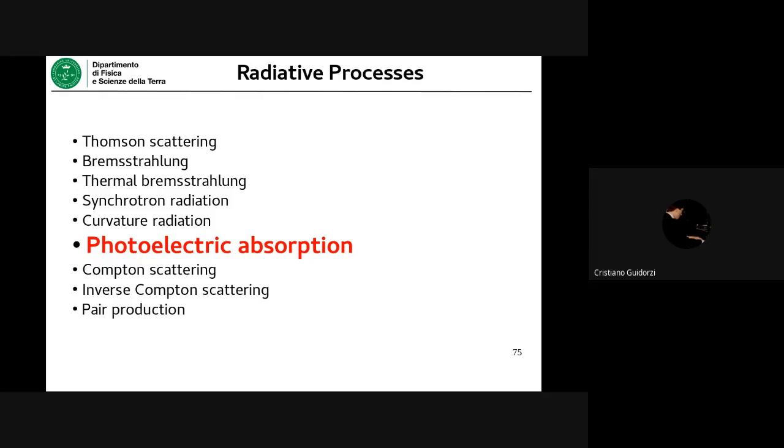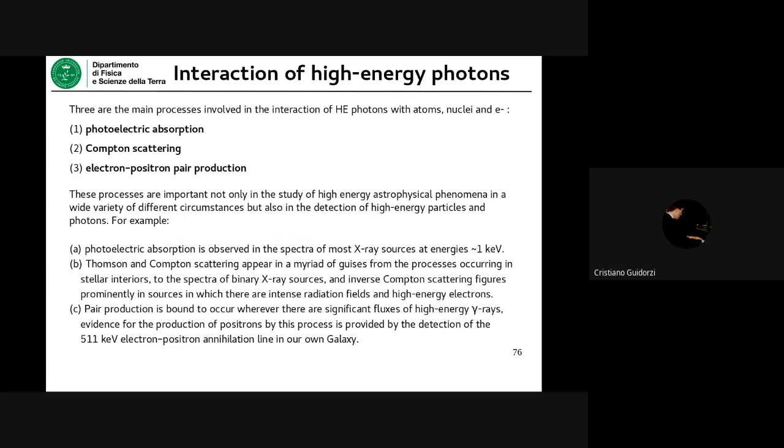The first of which is photoelectric absorption. I'm sure that you are somehow familiar with all of them, but we should see them in a different light now. So that's my expectation. The list of three processes that we will go through today and also next week are, in order: photoelectric absorption, which is relevant in many contexts, and is the dominant process for absorbing photons, I would say typically below 1 keV.